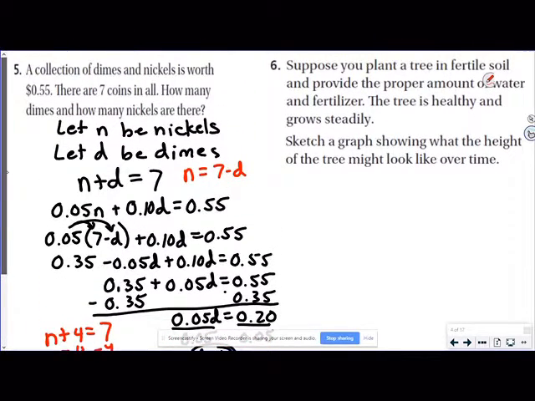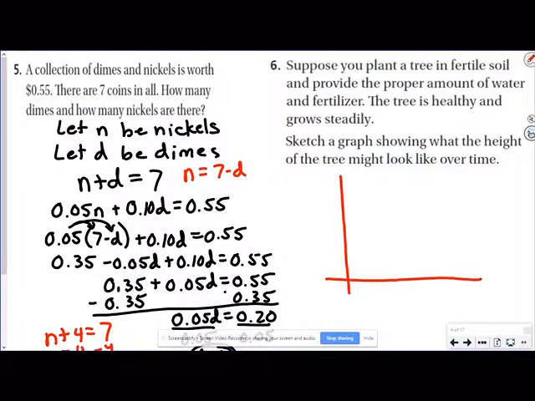Go back over the other side with number 6. Suppose you plant a tree in fertile soil and provide the proper amount of water and fertilizer. The tree is healthy and grows steadily. Sketch a graph showing what the height of the tree might look like over time.